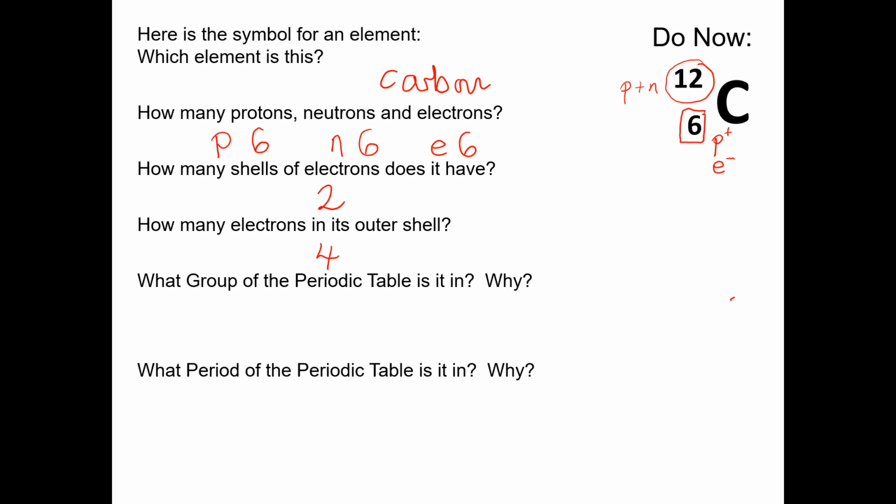Now for the next 2 questions, you may have looked it up, but ideally we can work this out just from the data we have. Which group is it in? Well, we say that for the first 20 elements, the group number is the same as the number of electrons in the outer shell. So in this case, this will be in group 4. It has 4 electrons in its outer shell. Not in total, just in the outer or the final shell.